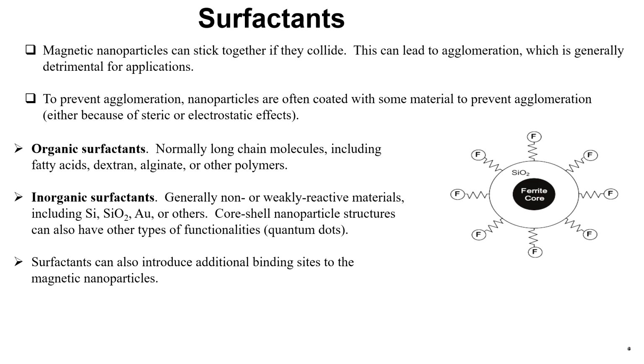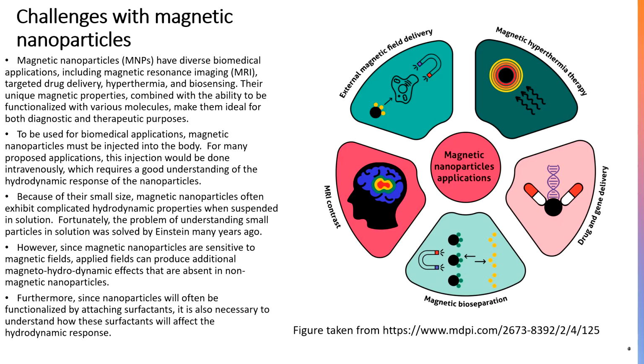And that's why they use different types of surfactants, which are known as organic surfactants, normally long chain molecules including fatty acid, dextrans, alginate, and other polymers, or inorganic surfactants, which are non or weakly reactive materials like silicon dioxide, Au, or others. And core shell nanoparticle structures can also have different types of functionalities. You can have quantum dot, and surfactants can also introduce additional binding sites to the magnetic nanoparticles, and you can attach more things. Two or more drugs also can be attached to the nanoparticles if you use some of these surfactants on the surface.